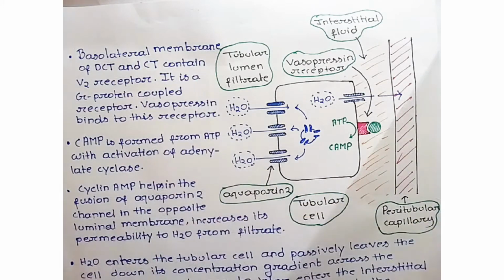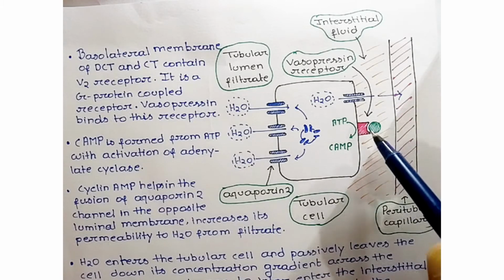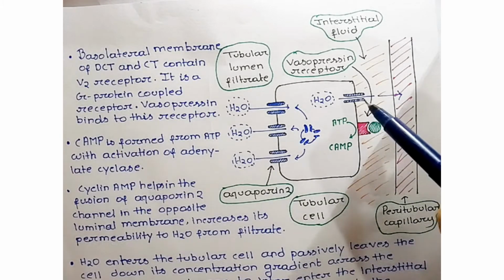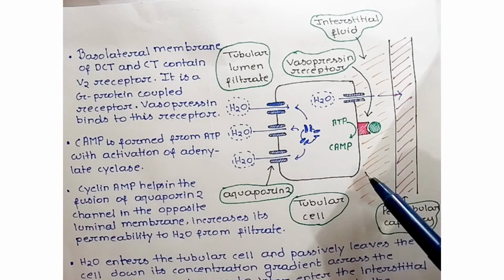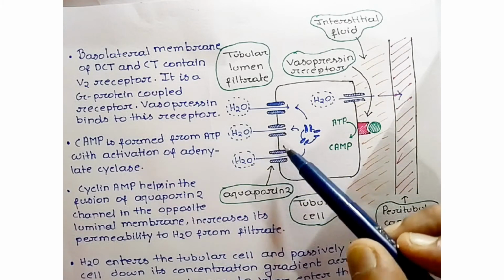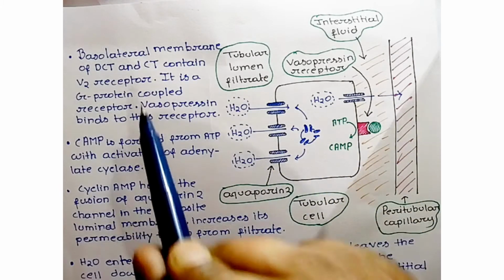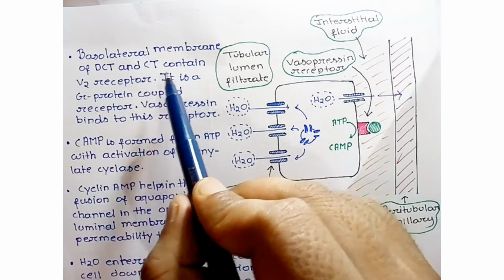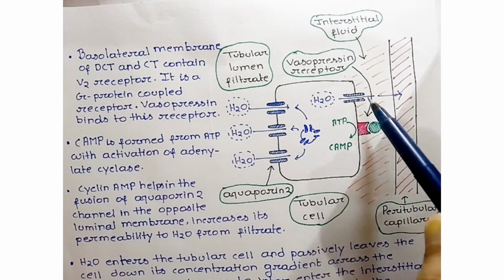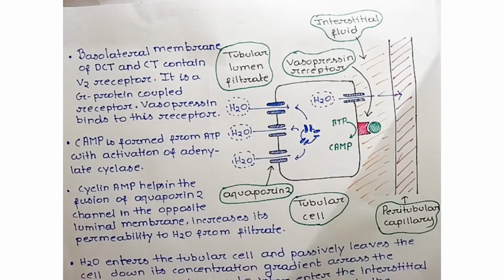First we have to understand what is basolateral and luminal surface. The side of the tubular cell which faces towards the peritubular capillary is known as the basolateral side. On the other hand, the side which faces towards the filtrate is known as the luminal surface or luminal membrane. So the basolateral membrane of DCT and CT contains the V2 receptor. As you can see, this is the basolateral membrane, and it contains the V2 receptor.